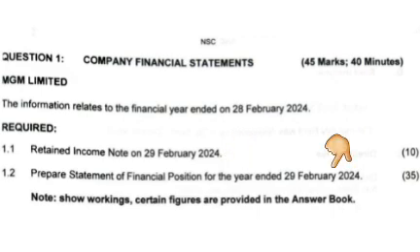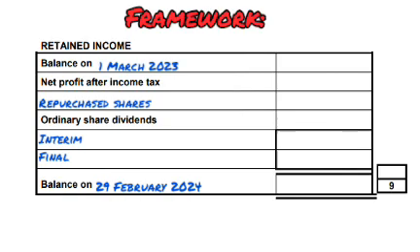And then in 1.2 they say prepare the statement of financial position for the year ended 29 February 2024 for 35 marks. And then it says note show working, certain figures are provided in the answer book. So we are now looking at a retained income note and only one financial statement, which is the statement of financial position.